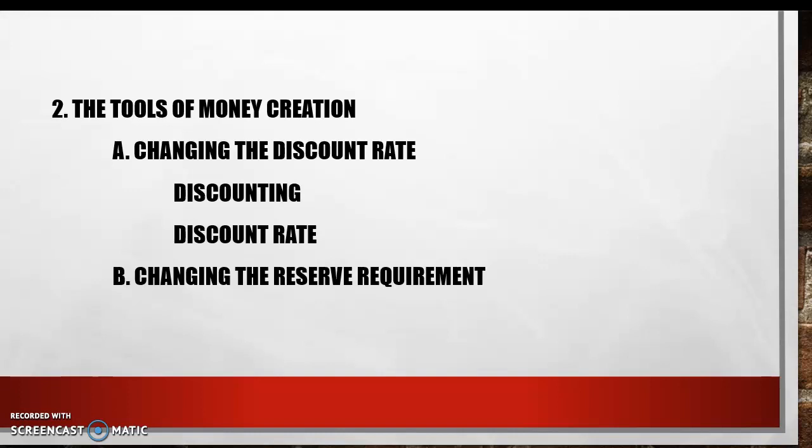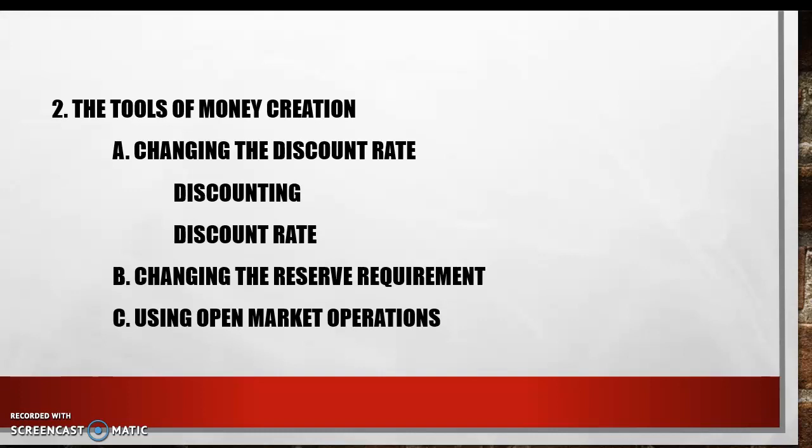Similarly, it could decrease the money supply by raising the reserve requirement. Because small changes in the reserve requirement can cause dramatic changes in the money supply, the Fed has been hesitant to use this method to adjust the money supply, except in the direst economic circumstances. And then letter C, the last way that they can create money is using open market operations.